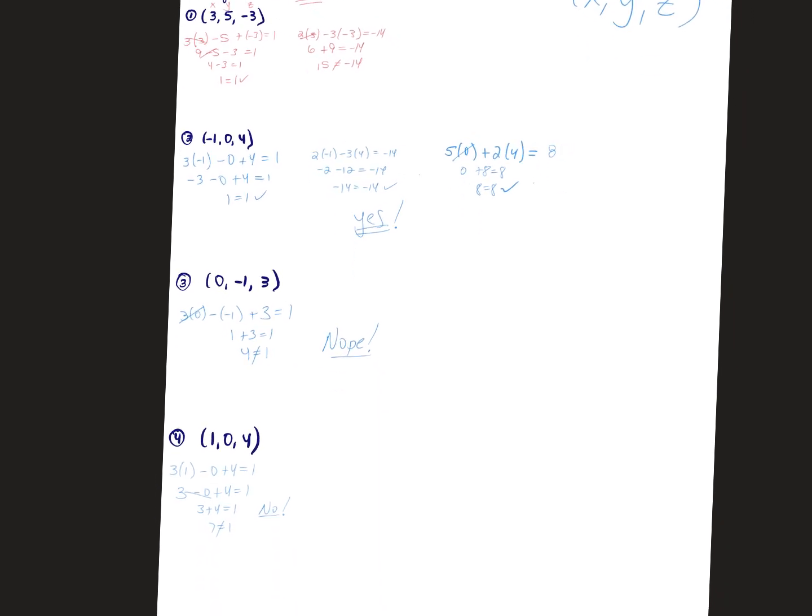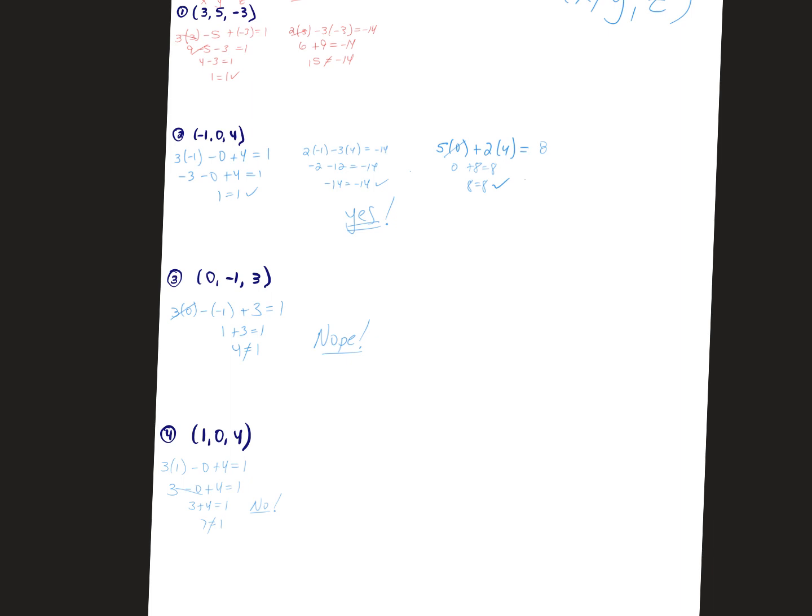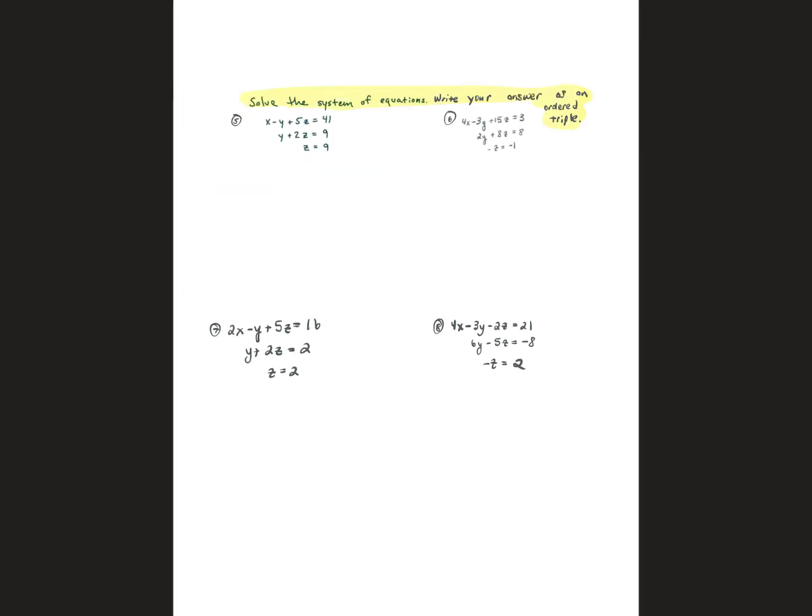So on WebAssign, when it says, is this a solution or does the ordered triple satisfy, that's how you would show me. It's very basic, but that's how you would show me. Does that make sense? Okay, let's move to the next one.